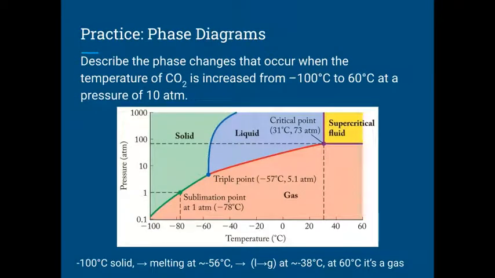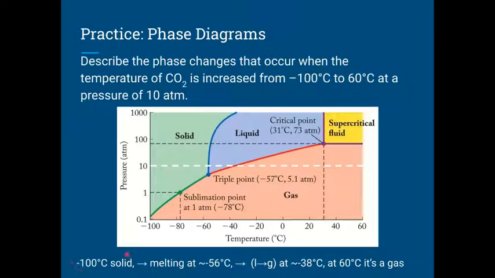So let's do a little practice problem of what we might see with a phase diagram. I want you to describe the phase changes that occur when the temperature of carbon dioxide is increased from negative 100 degrees Celsius to 60 degrees Celsius at a pressure of 10 atmospheres. So if you look at the temperature scale, you can see it goes from negative 100 to 60. So we want to see what's going to happen on this entire scale. And we're looking at a pressure of 10 atmospheres. So let's put a line across here for our 10 atmospheres. And we're going to follow this line and see what happens.